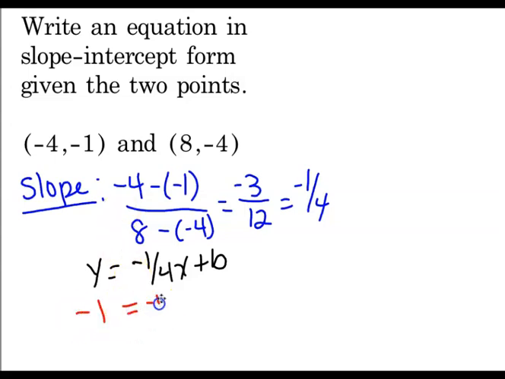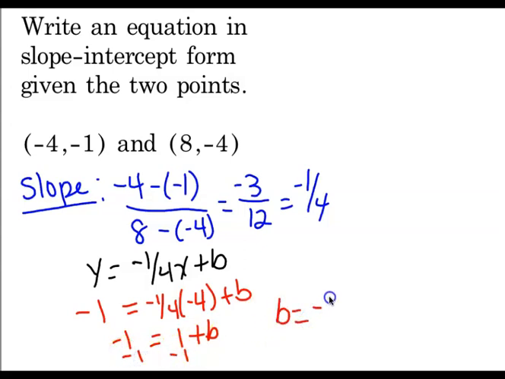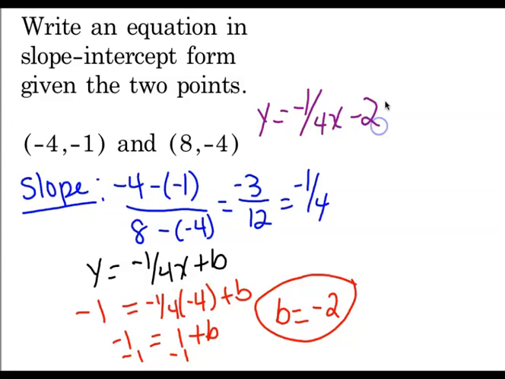It doesn't matter the point I use, so I'm just going to use the first one. Negative 1 = negative 1/4 of a negative 4 + b. Negative 1/4 of a negative 4 is a positive 1. So positive 1 + b has to equal negative 1. I subtract 1 from both sides, so I get b = negative 2. And now I'm ready to write my equation. It's going to be y = negative 1/4 x minus 2. And I could sub the points back in to make sure they work.